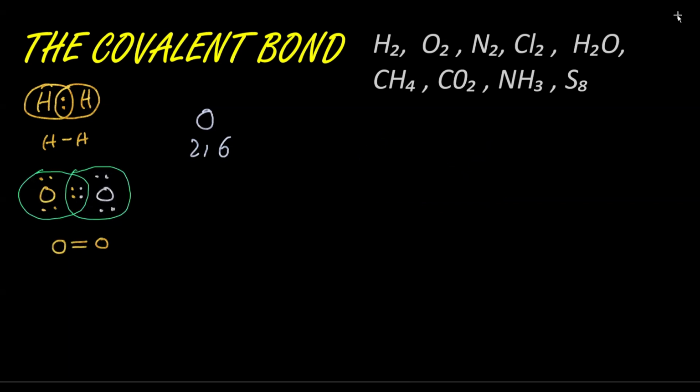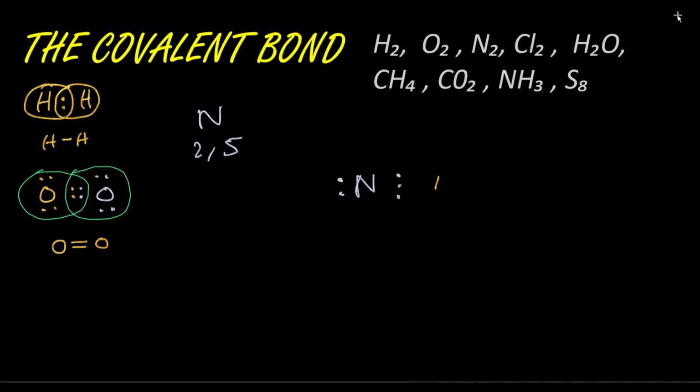Now coming to the next, which is nitrogen. Nitrogen, whose atomic number is what? 7. So configuration is what? 2, 5. So you can figure out from here that nitrogen has 5 electrons, so it needs 3 more electrons. So what it does, it shares 3 electrons, say here, and keeps the remaining 2 with itself.